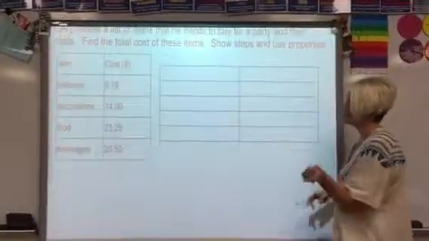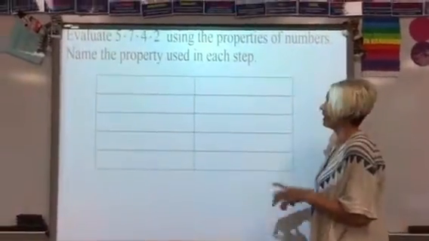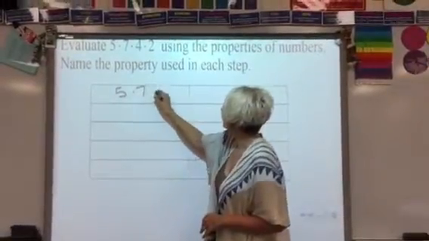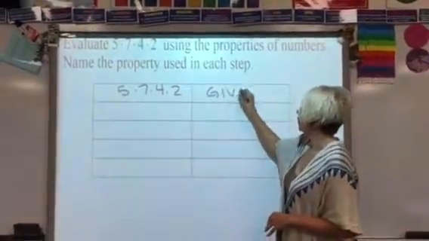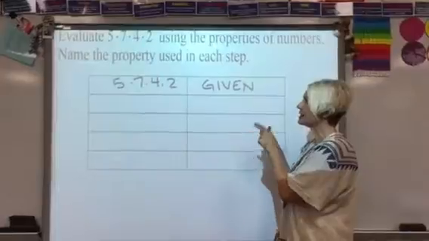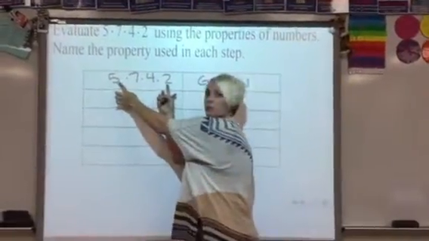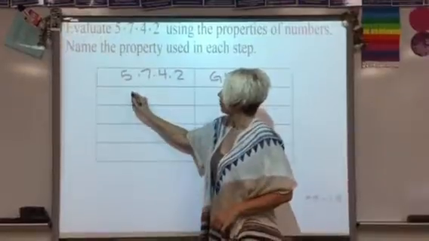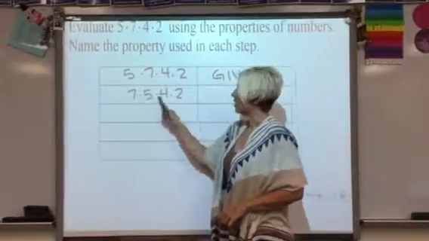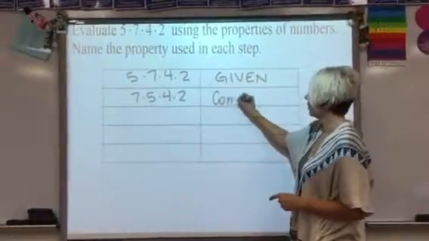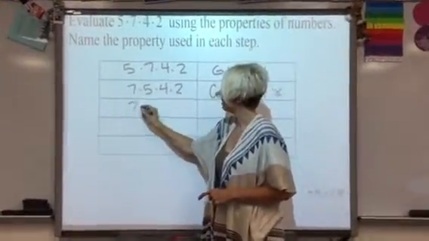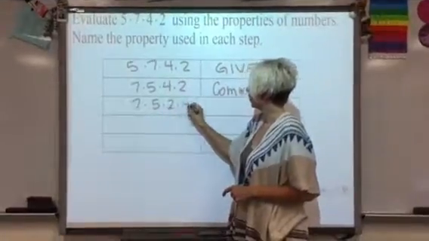Now we're going to do the same thing we did earlier. We're going to apply those steps in this situation. So we start with 5 times 7 times 4 times 2, and that is given. When you rewrite the problem, we call that given. Now I'm going to rearrange to make this easier for me, and I want to make a group of 10. So what I'm going to do is I'm going to rearrange and make this 7 times 5, and if you will notice, that was just switching places, so that's commutative, specifically of multiplication. And then I'm going to switch these two places, and I have 7 times 5 times 2 times 4, that's another commutative.